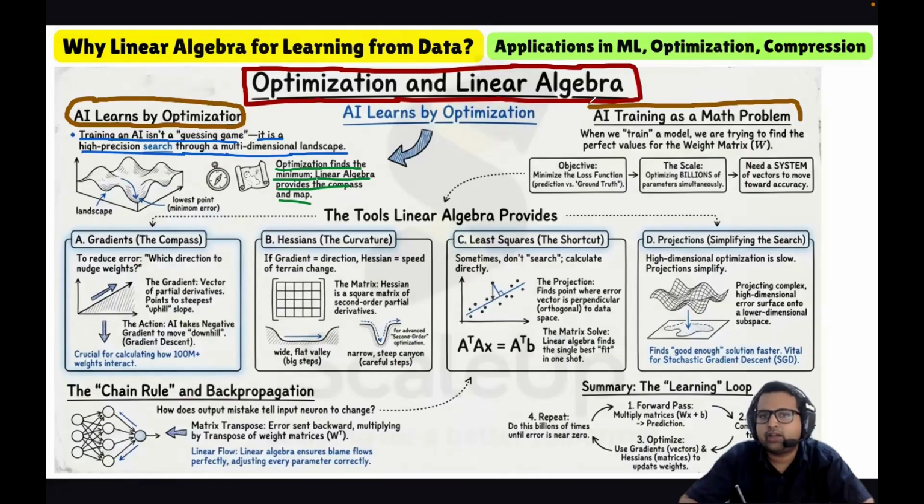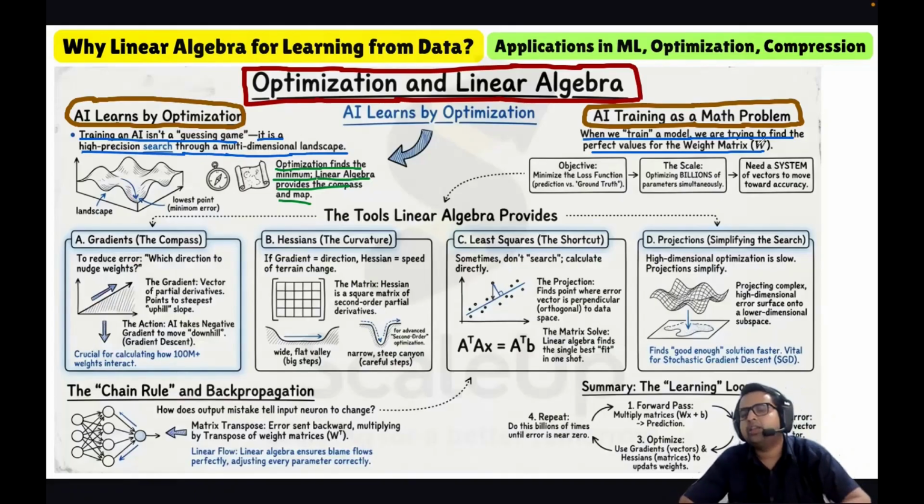Now let us look at AI training as a math problem. When we train an AI model, we are trying to find the perfect values for the weight matrix. Training an AI model means finding the unknown weight matrix. The objective is to minimize the loss function. When we minimize the loss function, our prediction will be very close to the ground reality.